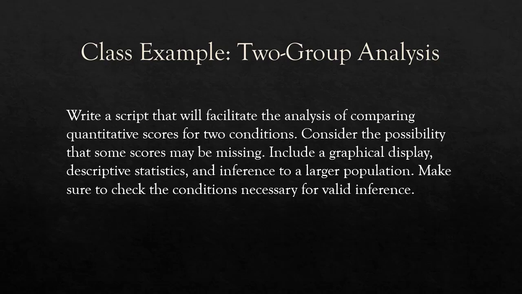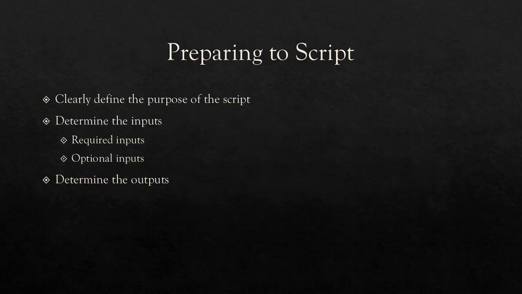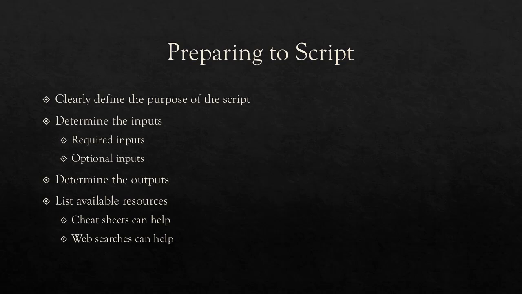Note that we also want to make sure to check the conditions necessary for valid inference, which tells me that I will probably have another graphical output, namely a QQ plot, in addition to my graph that is the side-by-side box plots. Once we've determined the inputs and outputs, then we should think about the available resources we have and what we're going to need.